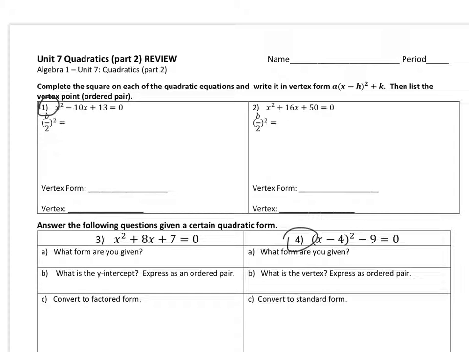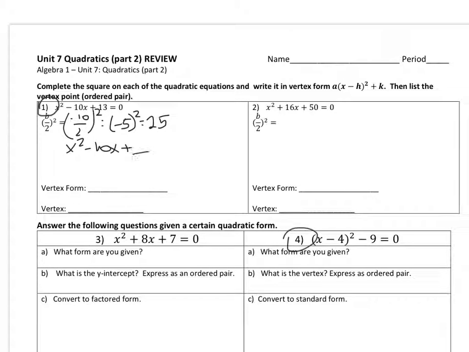Question number 1, complete the square on each of the quadratic equations and write in vertex form. Then list the vertex using an ordered pair. Now this gives you the formula b over 2 squared, but remember it's on your green sheet, okay? So the first thing we're going to do is take b over 2 and square it. So negative 5 squared. Remember, it's not times 2, it's negative 5 times negative 5, which gives you a positive 25. Now remember, that number is what fills in the blank.